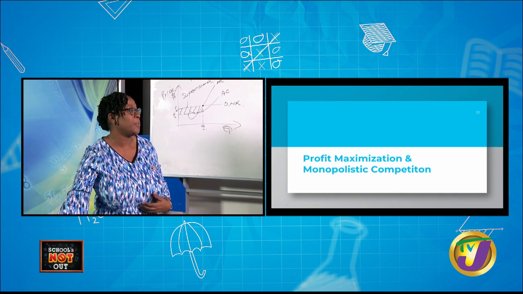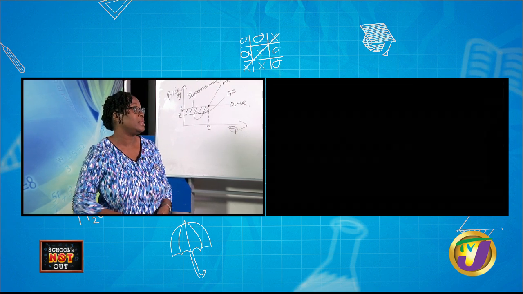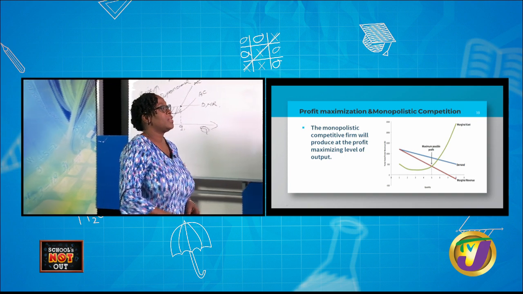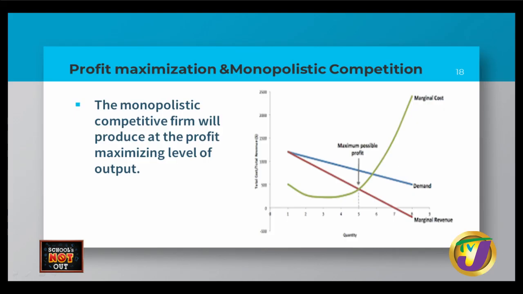Now let us look again at profit maximization in this competition. For this firm, they have now a downward sloping marginal revenue and demand curve. However, the principle still remains that profit maximization will occur where marginal cost is equal to marginal revenue. Again, profit maximization, or where the firm is at equilibrium, is where marginal cost is equal to marginal revenue. That will indicate their profit maximizing level of output.